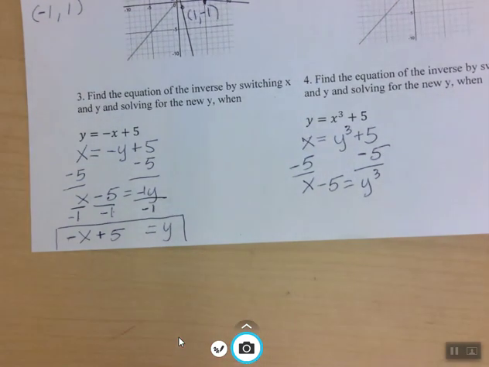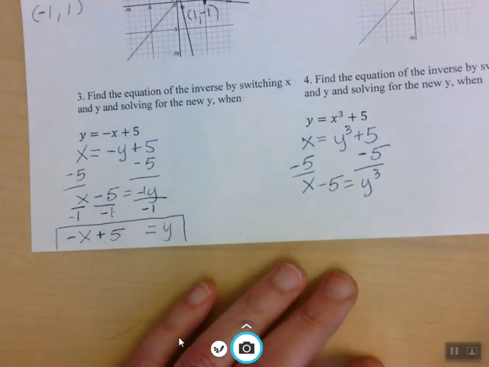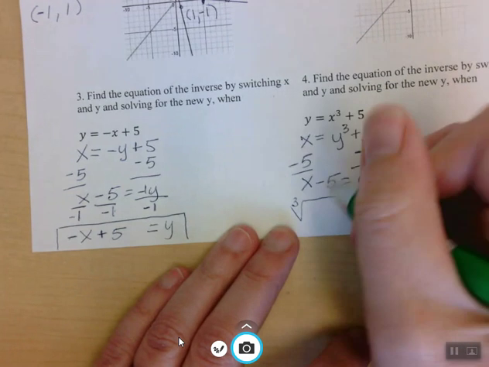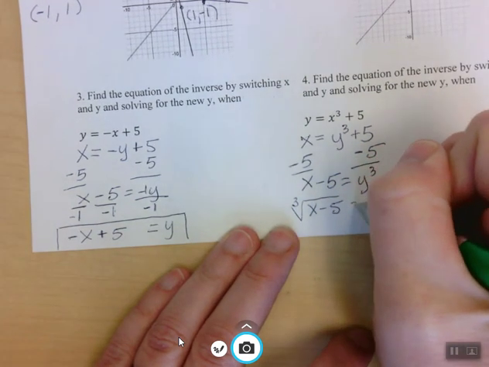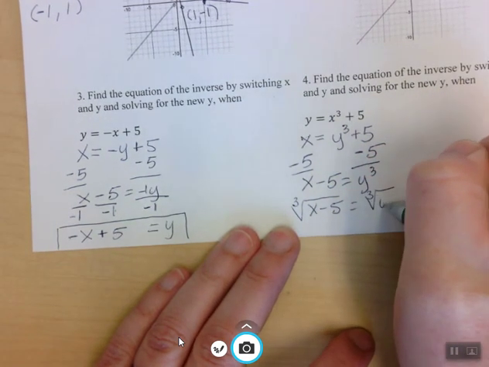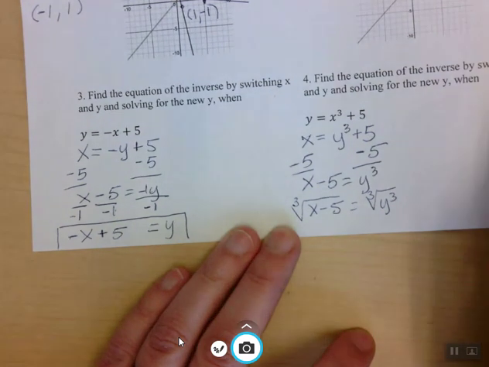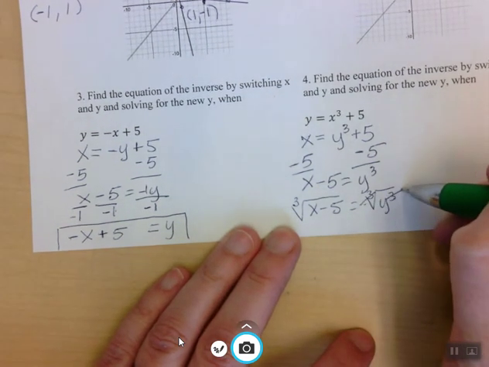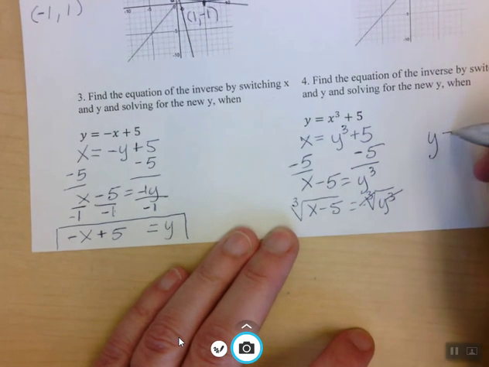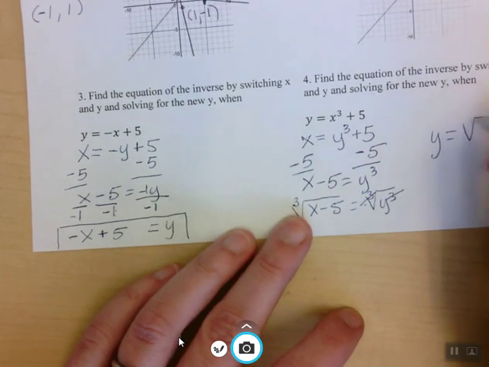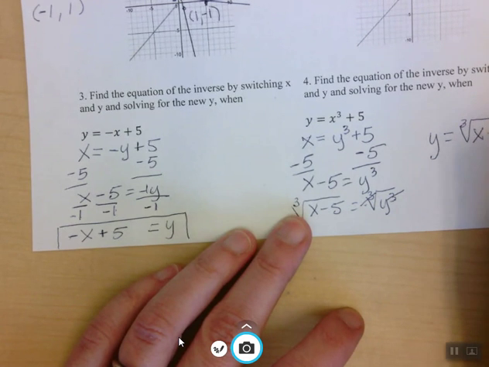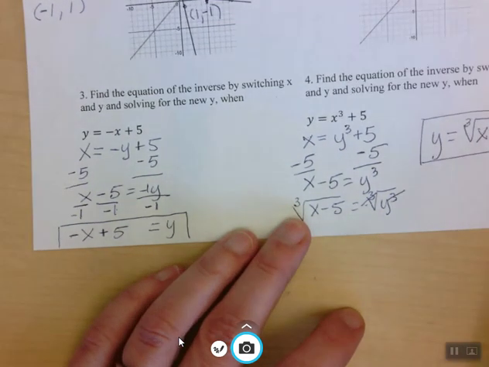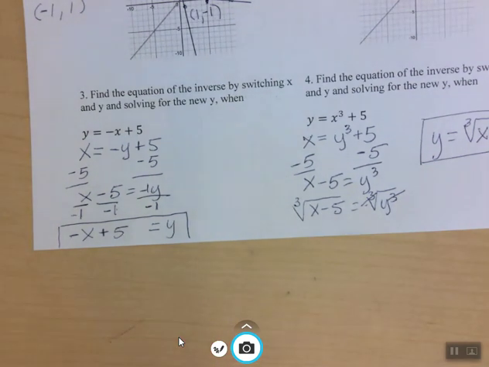Okay, I'm going to combine your ideas. It's a cube root. So we're going to do a cube root on both sides. We do a cube root of the y to the third, and because cube root and raising something to the third are inverses, those cancel. So the y is by itself now. The left side does not simplify. It stays cube root of x minus 5. And that's your inverse. Okay, so I'm going to stop the video.